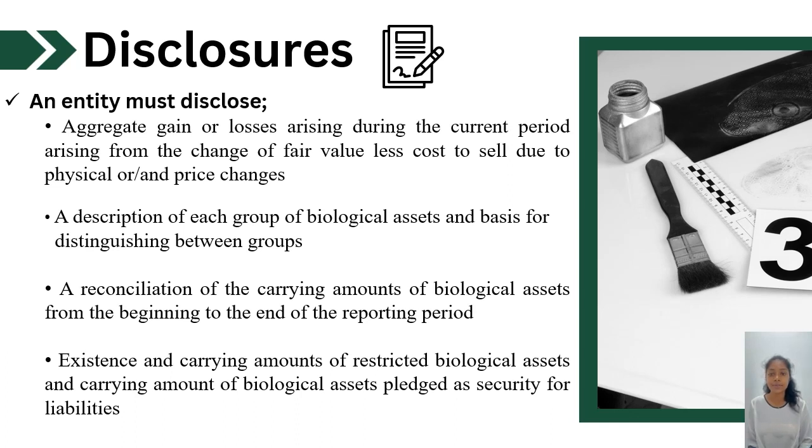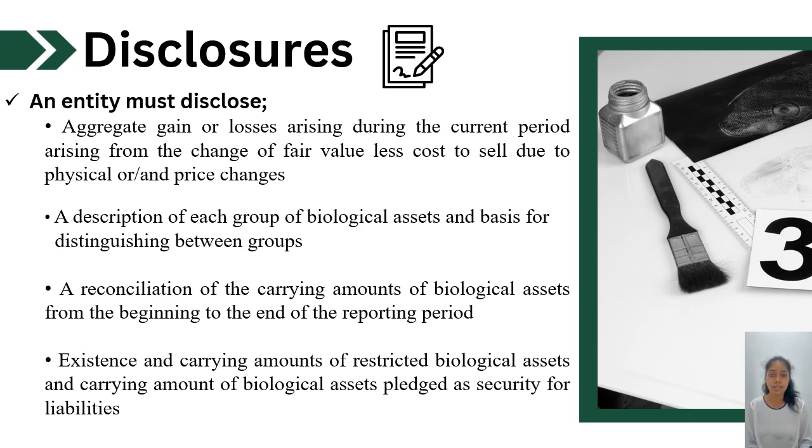Those descriptions should be either narrative or quantifiable. The main reason for making such distinctions is because it is helpful to assess the timing of future cash flows. The main groups that can be categorized are consumable or bearer biological assets, or mature and immature biological assets. The next point that should be disclosed is a reconciliation of changes in carrying amounts from the beginning to the end of the period.